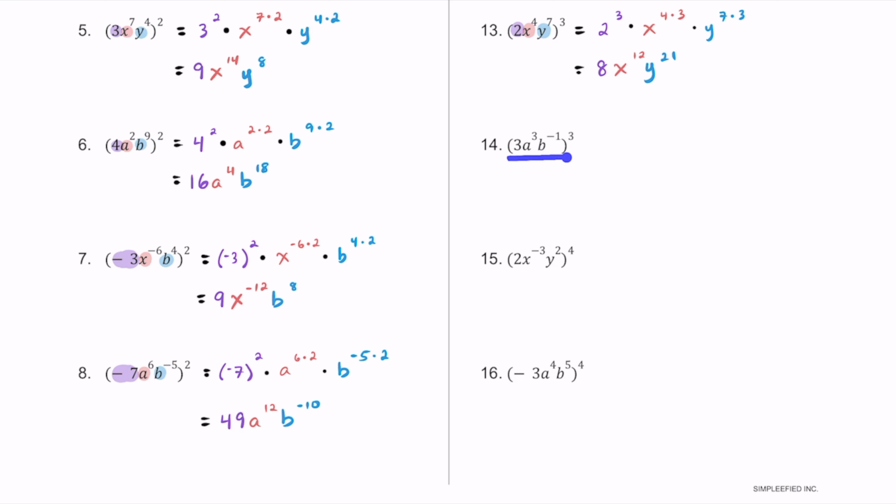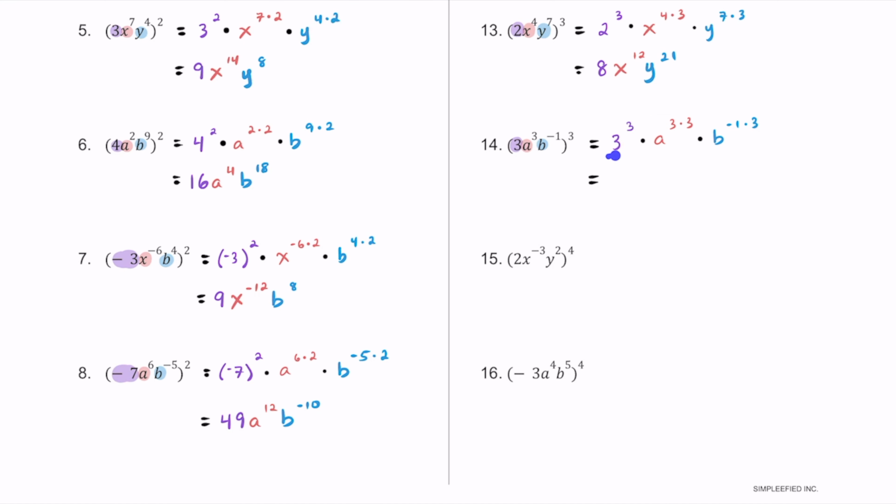For number 14, we have the quantity of 3 times a to the 3rd power times b to the negative 1st power, all raised to the 3rd power. Now we have 3 different bases over here, so let's apply that little 3 on the outside to all 3 of these bases. So first we have 3 to the 1st power. That little 1 times a 3 is going to be just 3, so we have 3 cubed. And then we have this a to the 3rd power inside, and there's 3 of those, so we're going to multiply those little exponents together. And then finally we have b to the negative 1st power, but we have 3 of those, so we're going to multiply those exponents of negative 1 and 3 using that product of powers property.